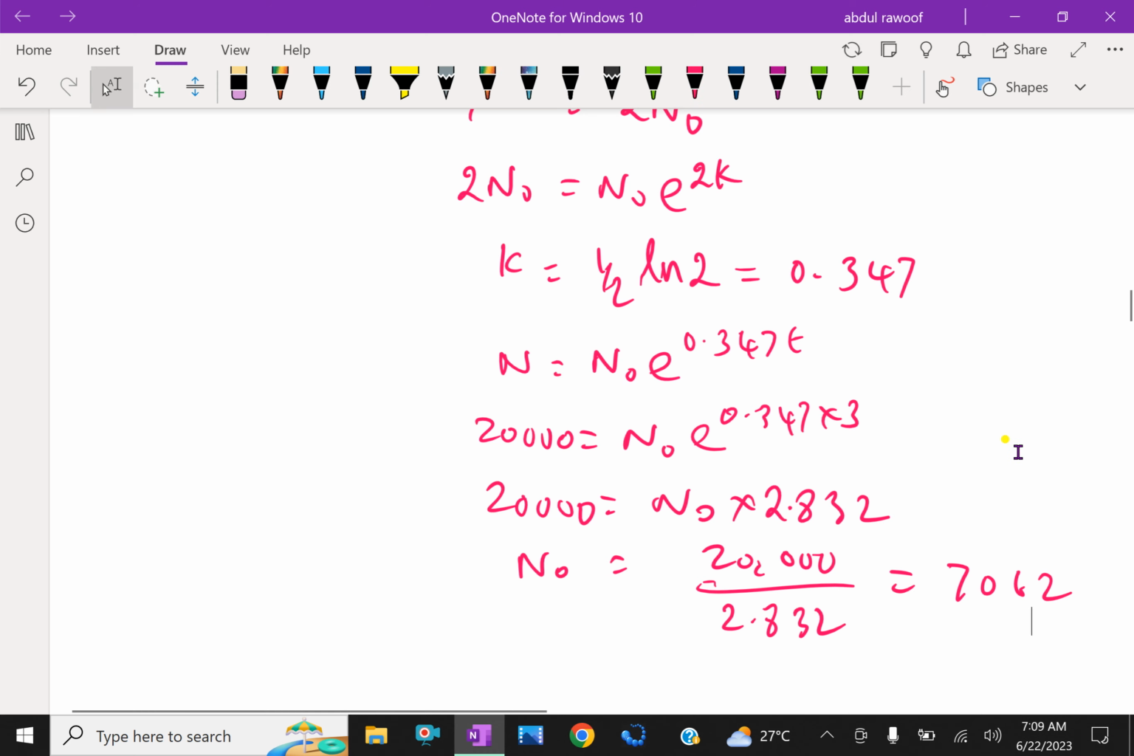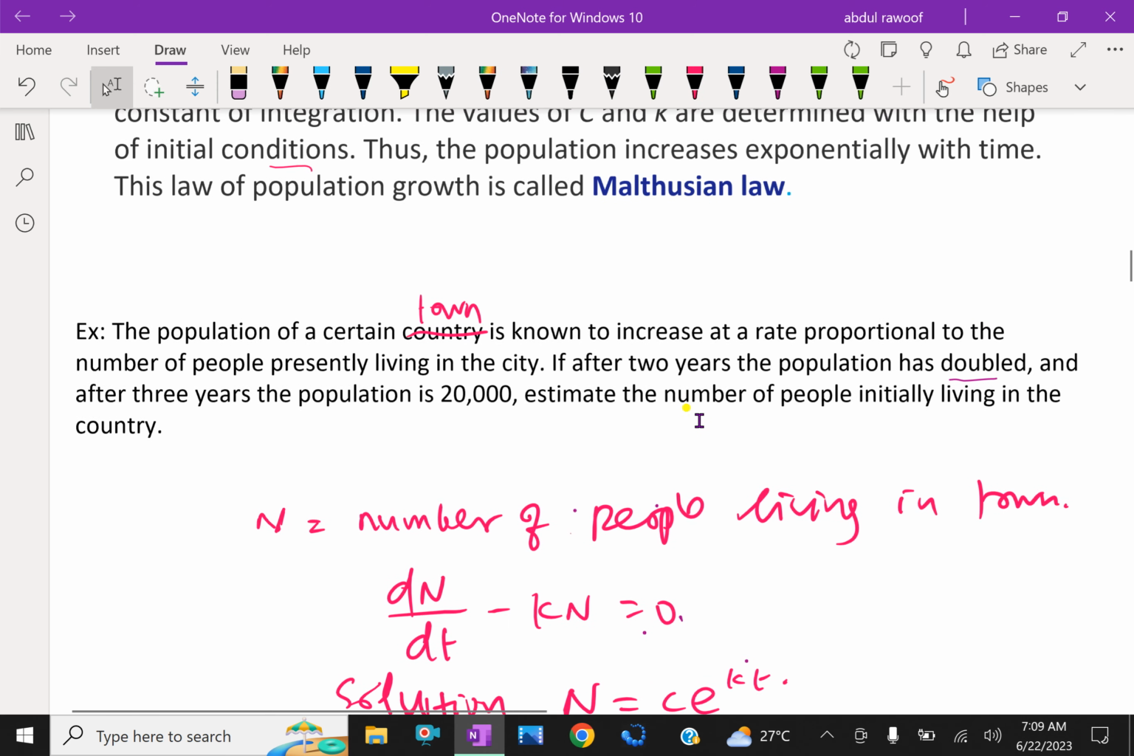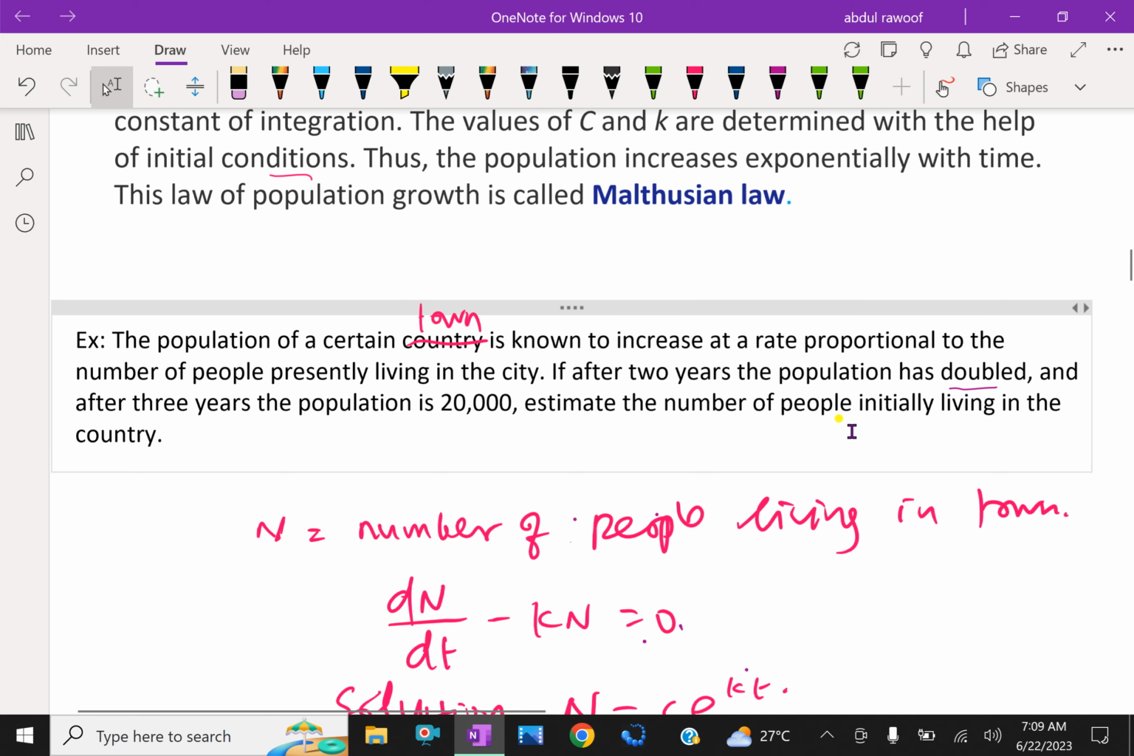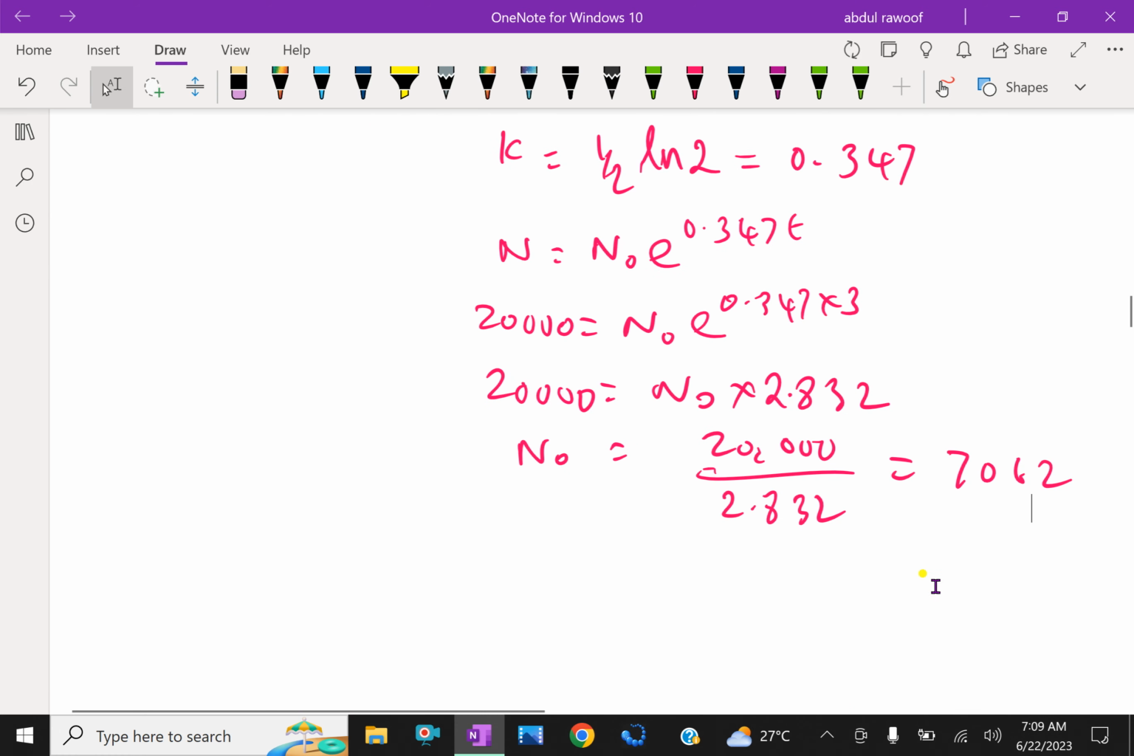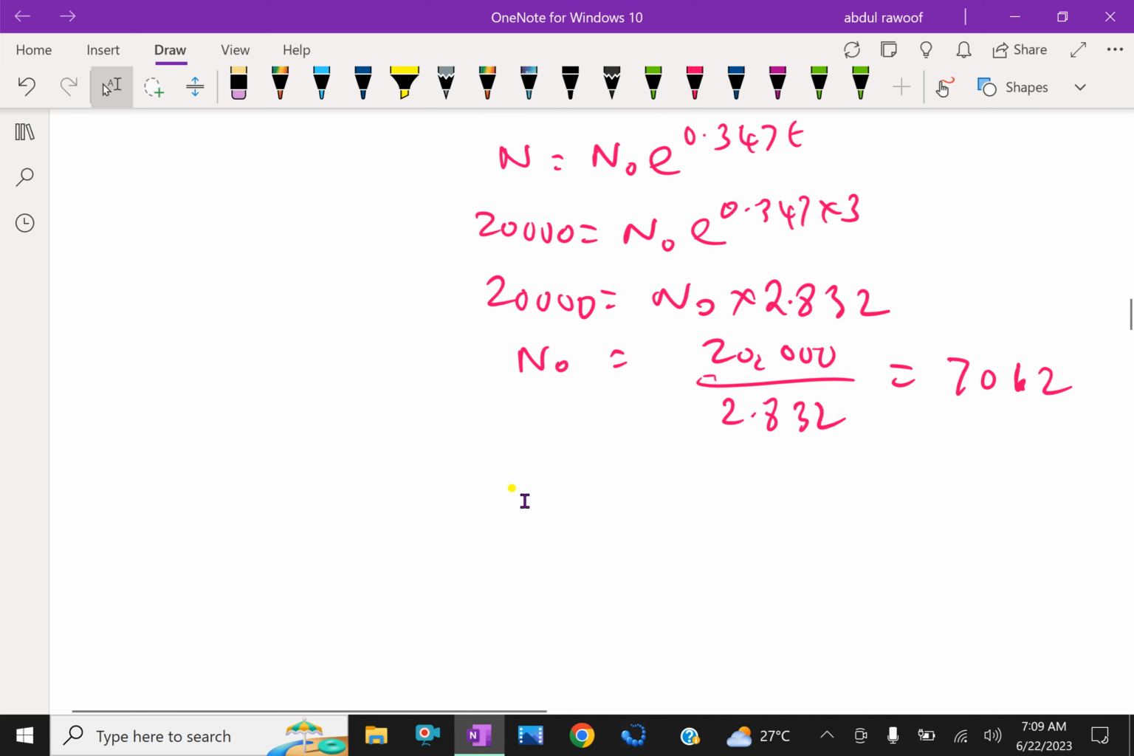That means after 3 years, estimate the number of people initially living in the country. Initially living, that is n0, is 7062. Then the population increased from these values. Now we got the initial population is 7062. Next question.